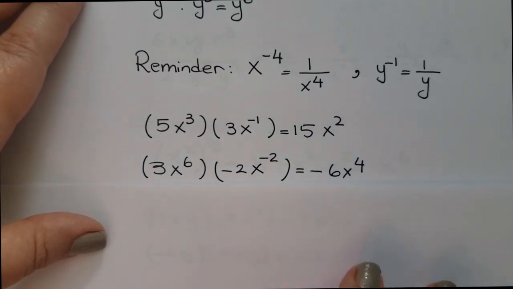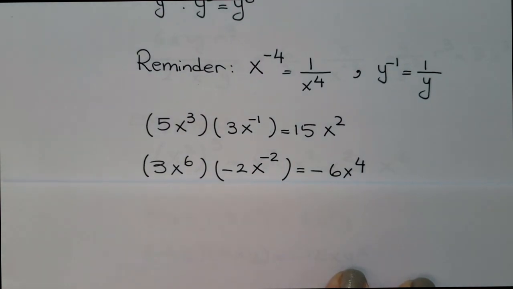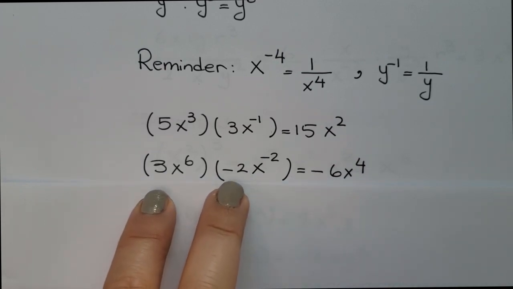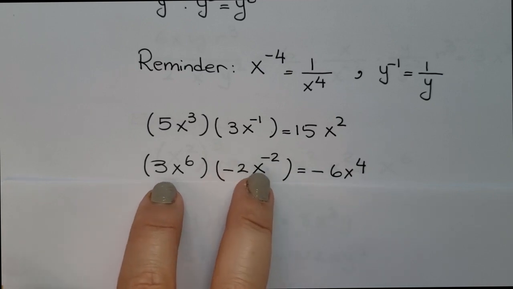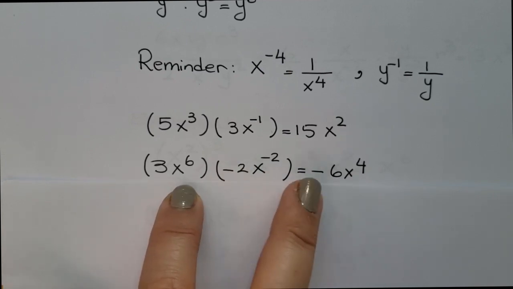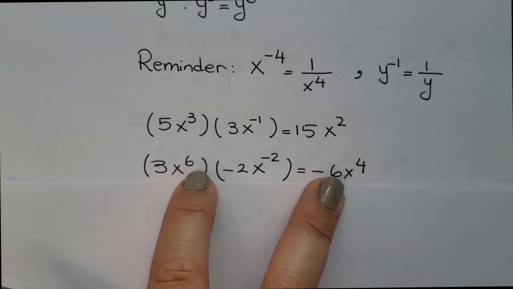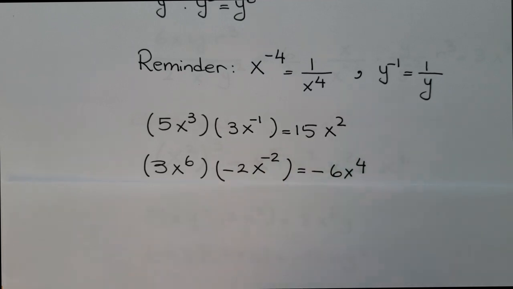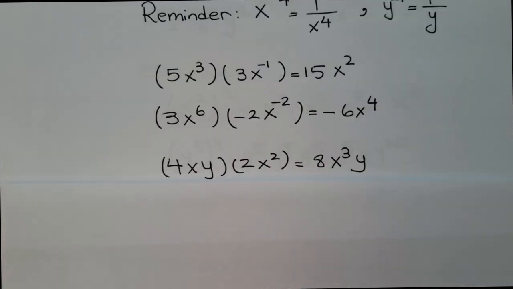Second example, 3x to the power 6 times -2x to the power -2. So here I simply multiply the two coefficients, which is -6, and for the letters, they are the same bases, so I just write down the base, but I add the two exponents, which is 6 plus -2, which is 4.